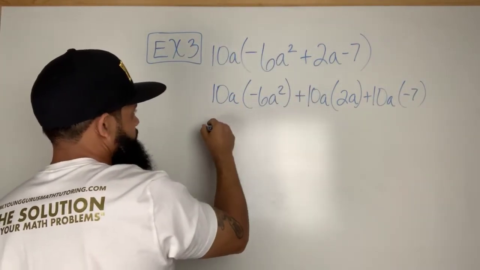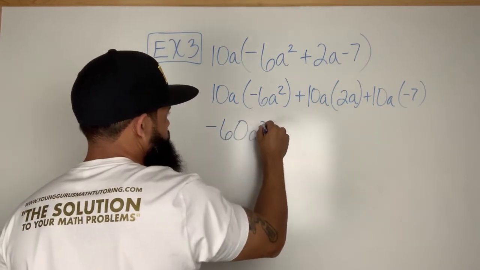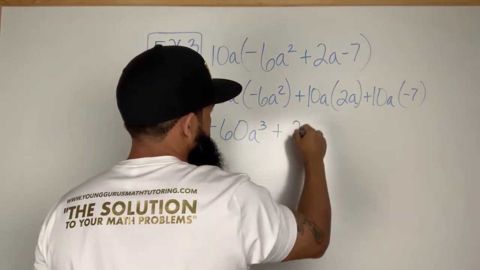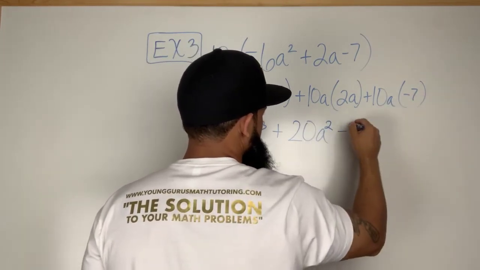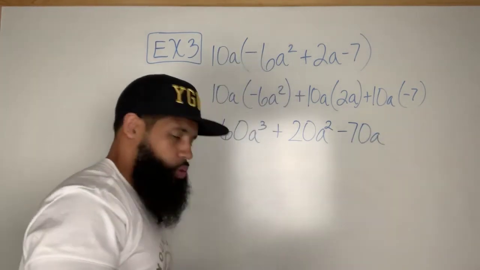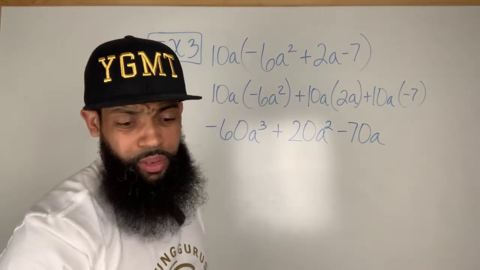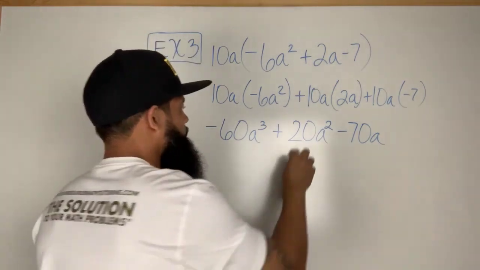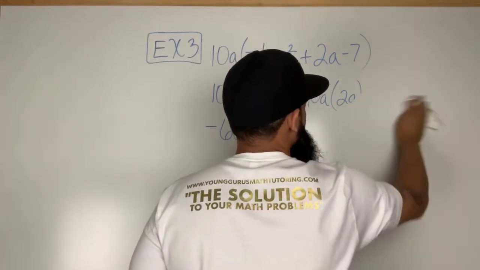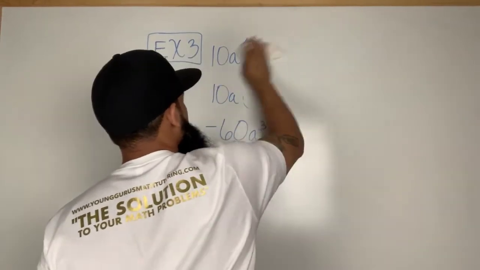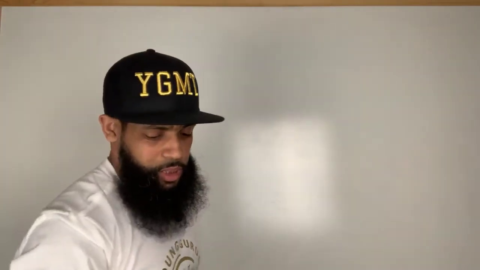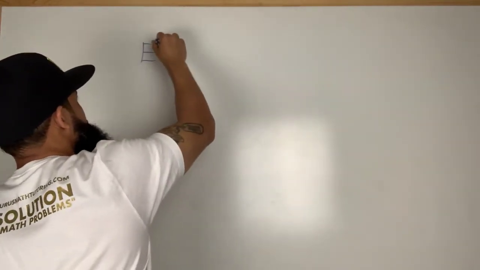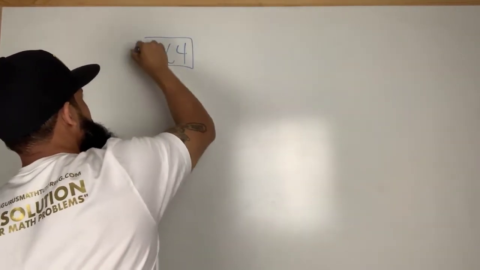10 times negative 6 is negative 60. a to the 3rd power, because we have to add the exponents. Plus 20, a times a is a squared. And then 10 times negative 7 is negative 70. Keep your a. These are fairly simple. If you know how to use the distributive property pretty well, you'll know how to do this for the most part. But it's definitely a skill that builds up to something further. The reason why I like doing videos on the basics is because I'm a firm believer that if you have a strong foundation of the basics, then it always makes the other stuff a little simpler.